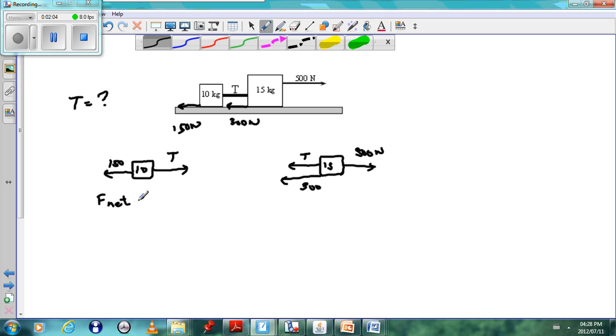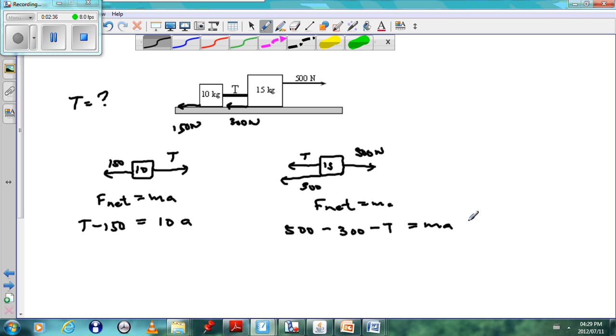Now, after we drew isolated mass diagrams for the two, we have to write it in terms of Newton 2, which is F net is equals to MA. And if you look at our net force here, it will be T minus 150 is equals to 10A. And if you look at the second diagram here, we can write down 500 minus 300 minus T is equals to MA. That is very important, that the positive direction is to the right and the negative direction is to the left.